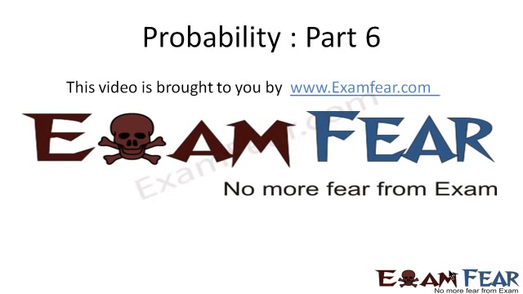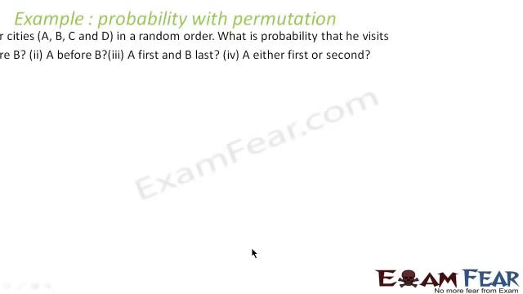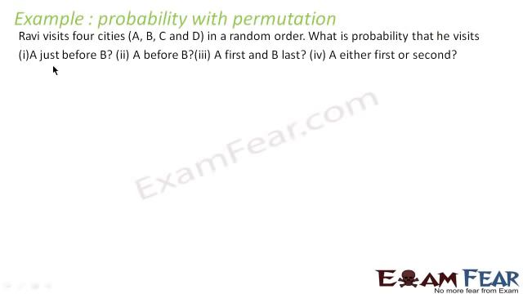Before watching this video, you should have watched probability part 1, part 2, part 3, part 4 and part 5. So this is one example where probability is used with permutation. Ravi visits 4 cities A, B, C, D in a random order. What is the probability that he visits A just before B?